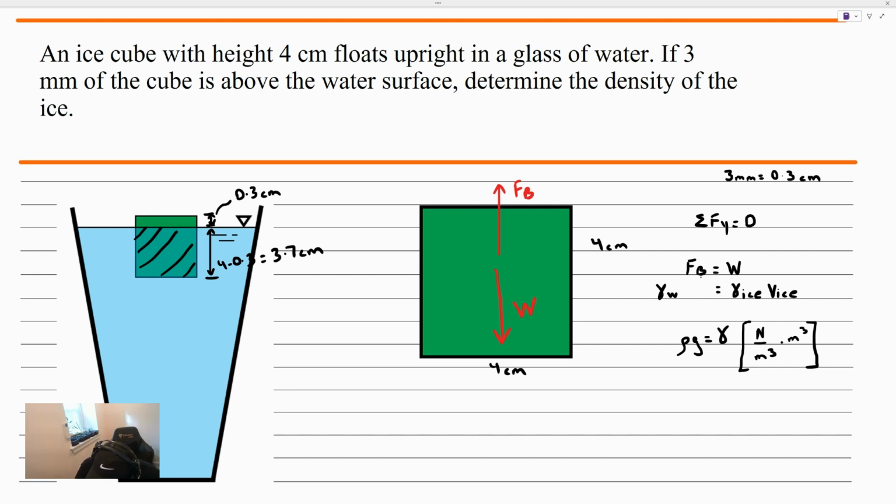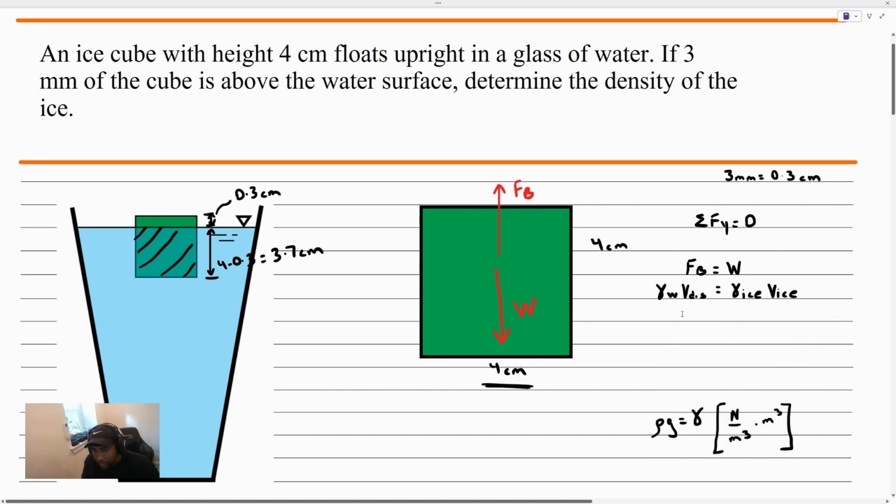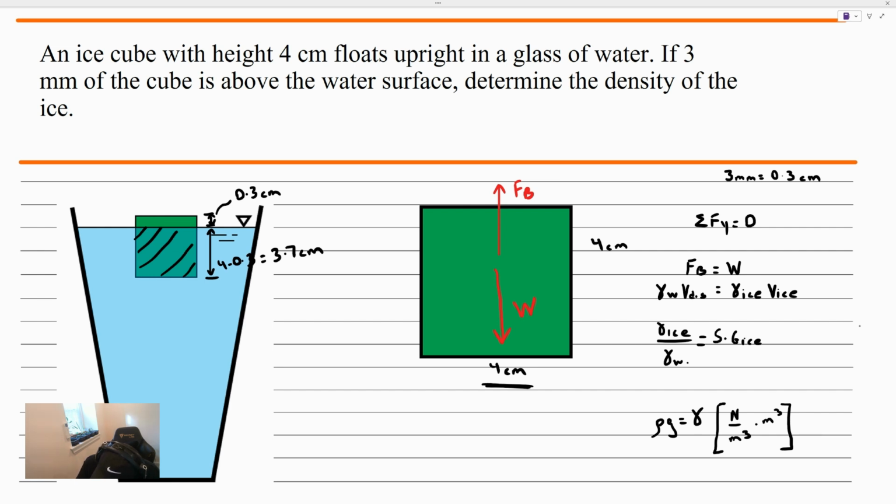Well, that's almost equal to the volume of the ice, except this base term is the same, the depth term is the same, but the height is now 3.7, right? So we have that volume of the displaced fluid. Let's see if we can fill in some of these terms. Gamma of ice divided by gamma of water, that's just equal to the specific gravity of ice from those definitions that we were referring to before.